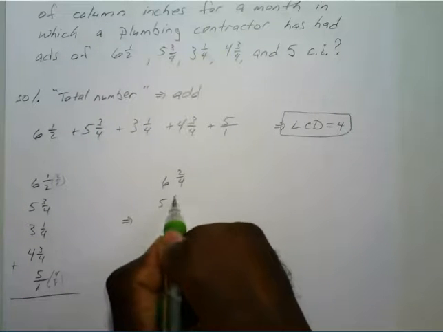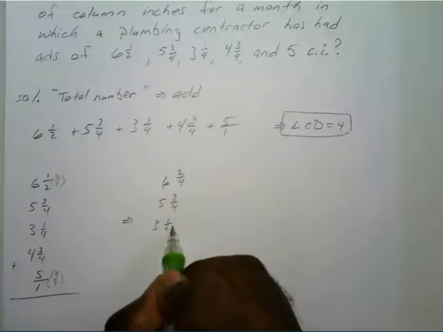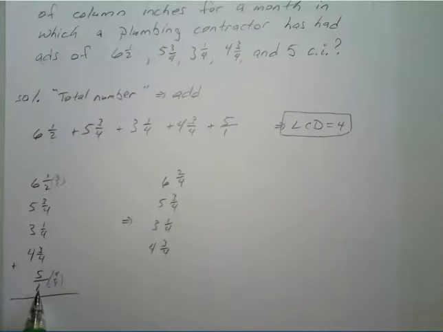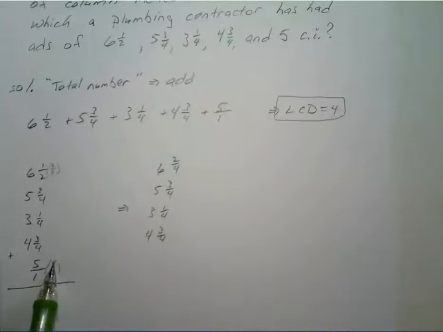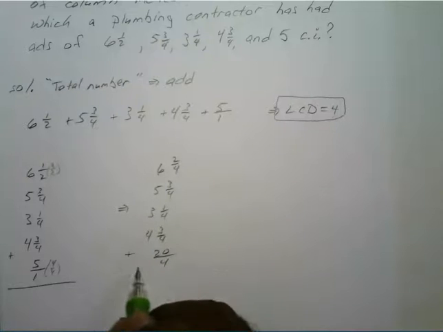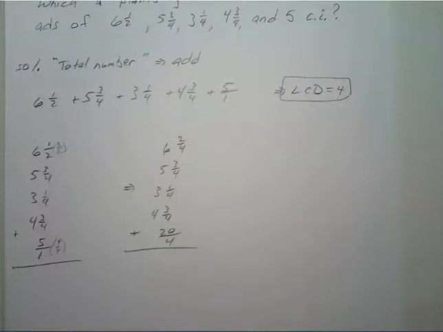You have 5 and 3/4. You have 3 and 1/4. You have 4 and 3/4. And there's 5 over 1. 5 times 4 is 20 over 4. So you have 20 over 4. All right, and we just go ahead and add all of those together.